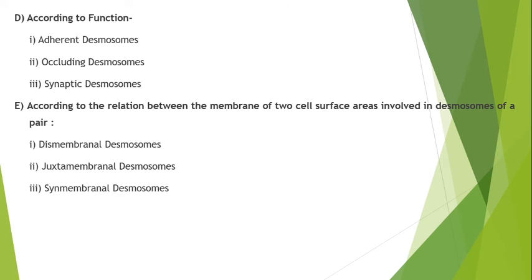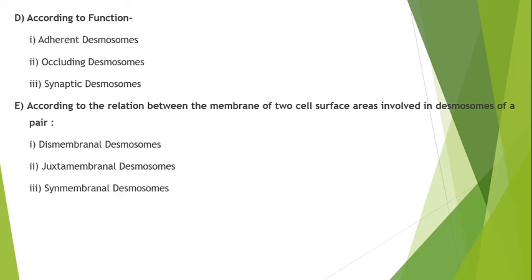Then occluding desmosomes. Occluding desmosomes are useful for sealing, completely closing. Occluding means closing or sealing one cell membrane to another, forming a barrier to diffusion and fluid exchange from one extracellular fluid compartment to another. For example, septate desmosomes are occluding desmosomes.